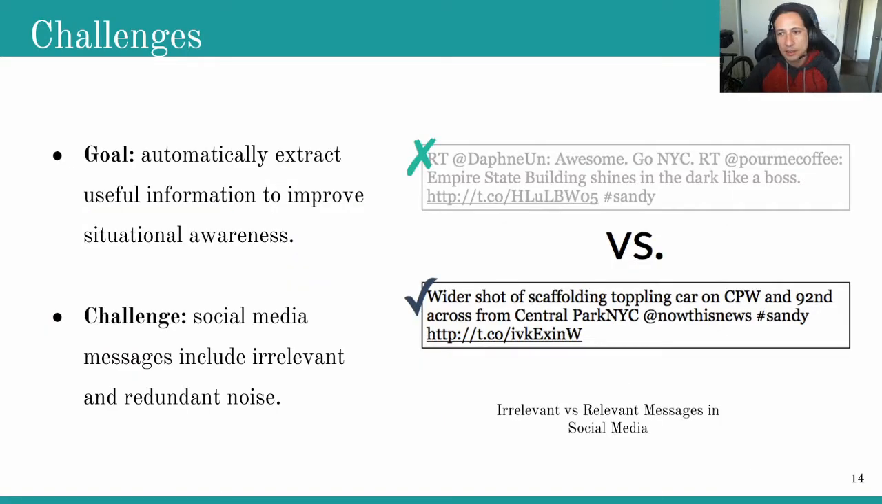Furthermore, there is a challenge in terms of the messages shared during a crisis event because they include a lot of irrelevant information. For example, the first message contained the term hashtag Sandy, but this message is not related to the hurricane or doesn't provide useful information. And the second message on the top also contains the term hashtag Sandy, but in this case, this message is directly related to the event.